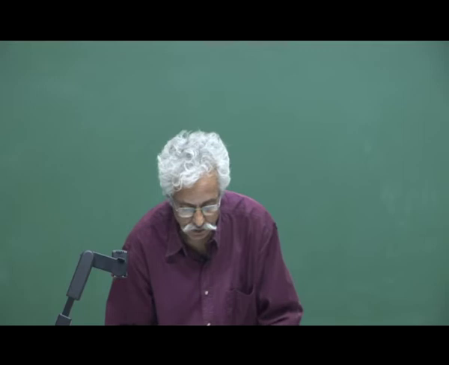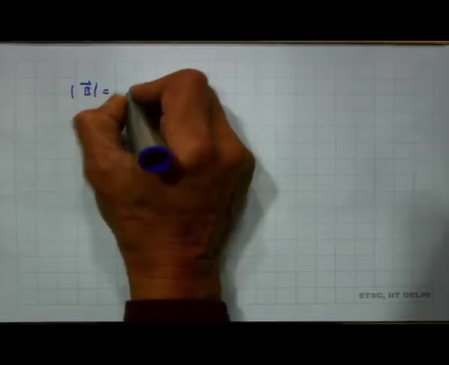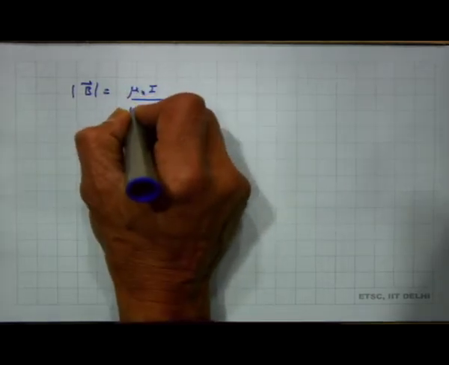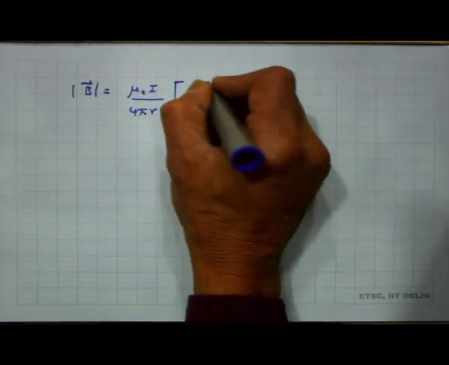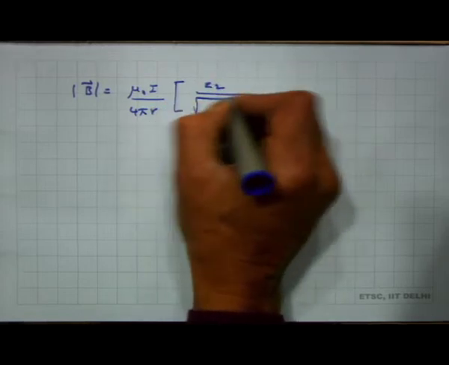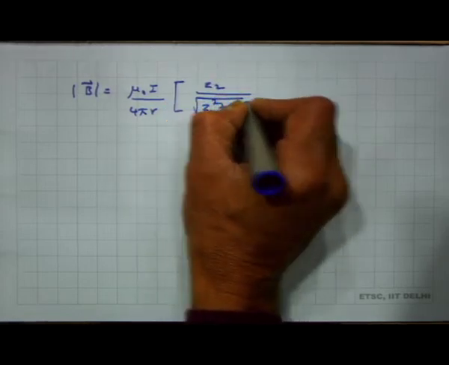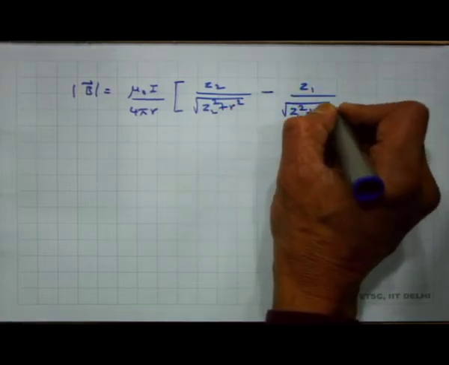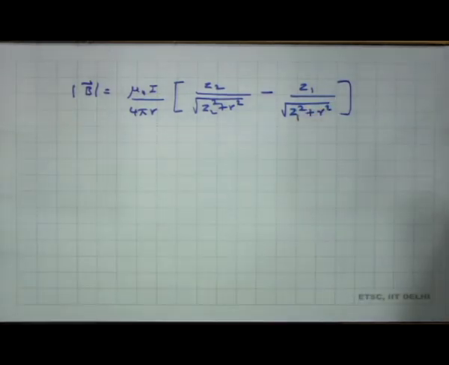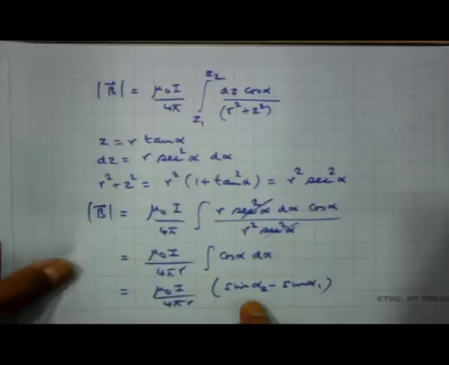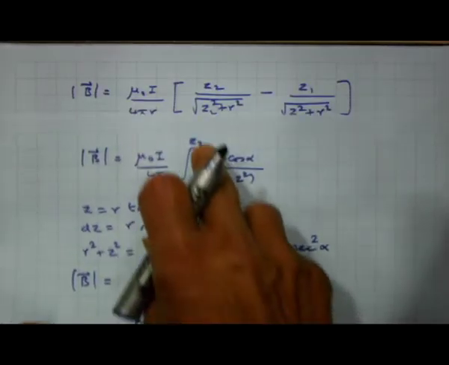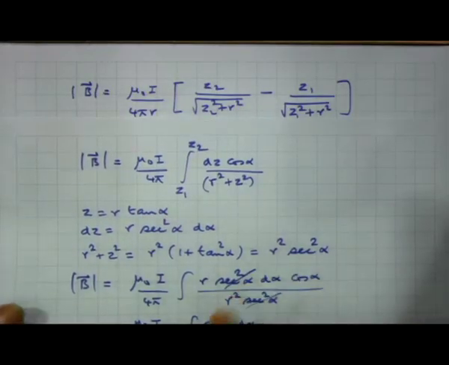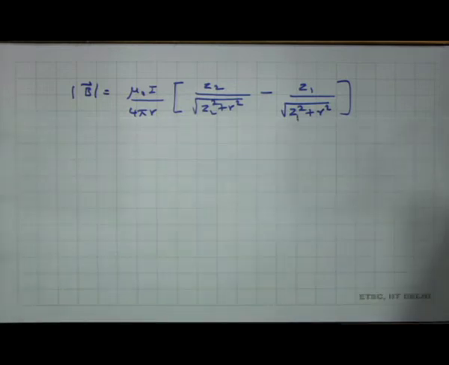So, I can also write this equation in a slightly different form. So, magnitude of B, which is equal to mu naught I by 4 pi r into Z2 by square root of Z2 square plus r square minus Z1 by square root of Z1 square plus r square. So, I have just replaced sin alpha 2 by Z2 by square root of Z2 square plus r square, and sin alpha 1 by Z1 by square root of Z1 square plus r square. So, that is the magnetic field produced at this point.